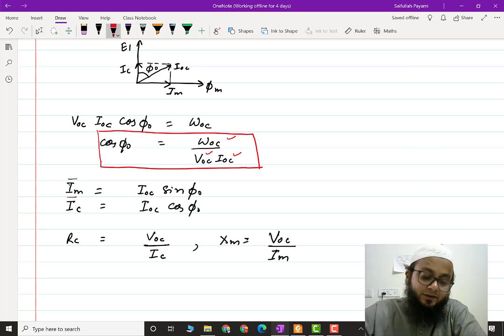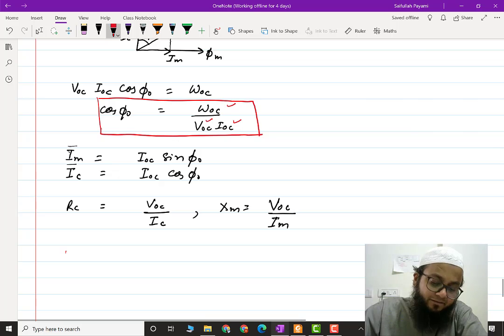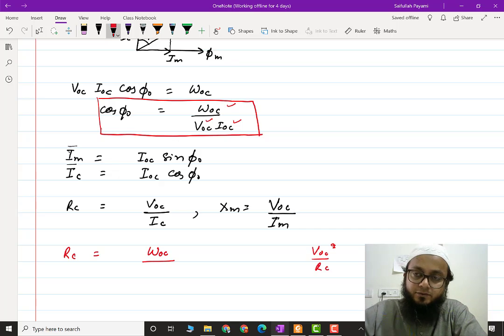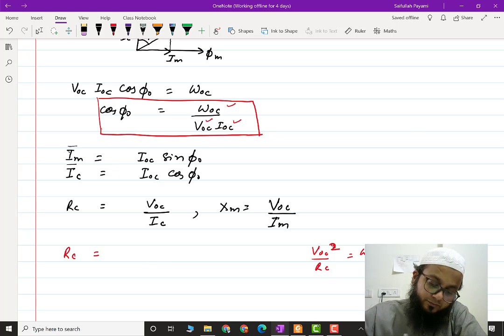Once we know this, we can find the losses. RC we can find by using this expression as well. WOC is the real power, right? Because VOC whole square by RC would be WOC as well. So RC can be given as VOC whole square by WOC. So this way or this way.